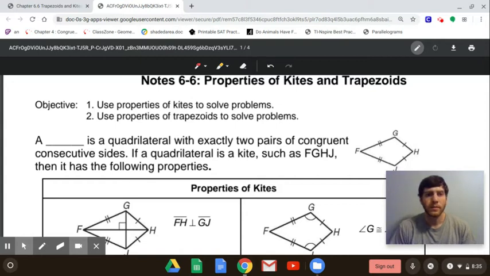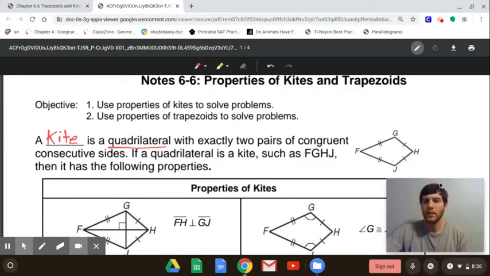So a kite is a quadrilateral. It's got four sides. A quadrilateral means it has four sides. Quad means four. Lateral means sides. So it's a quadrilateral with exactly two pairs of congruent consecutive sides. You could also say adjacent sides.